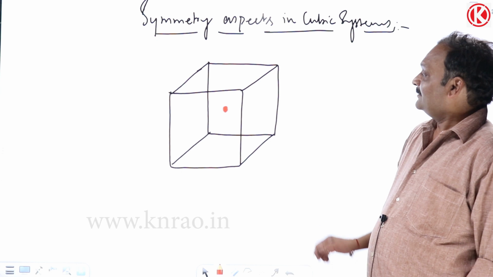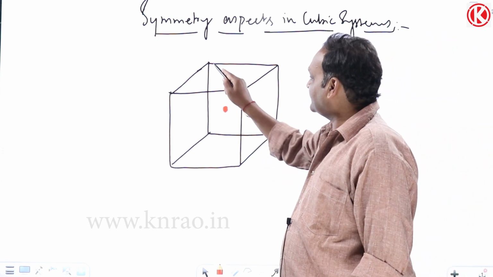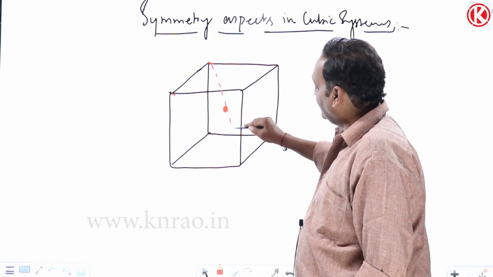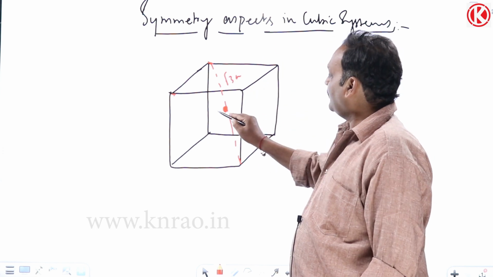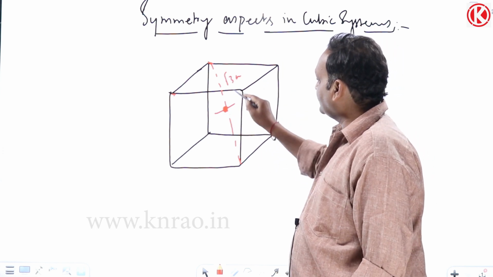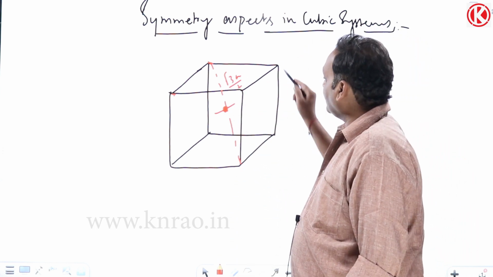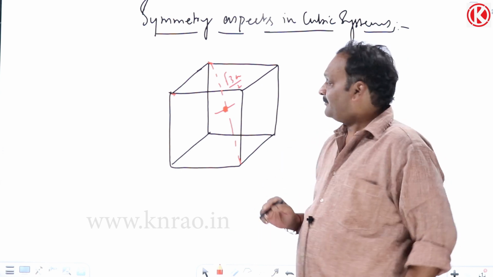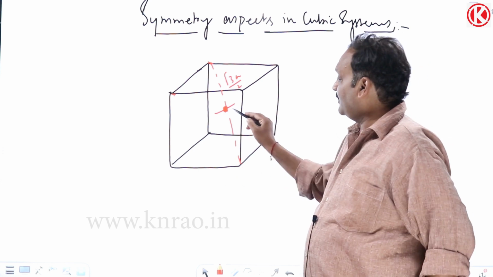From that body center, the body center is at the same distance from all the 8 corners. What is the length of the body diagonal? We have seen it is root 3a. So the body center will be at a distance of root 3a by 2. All 8 corners will be at a distance of root 3a by 2 from the body center, and all 6 faces are at a by 2 distance from the body center.